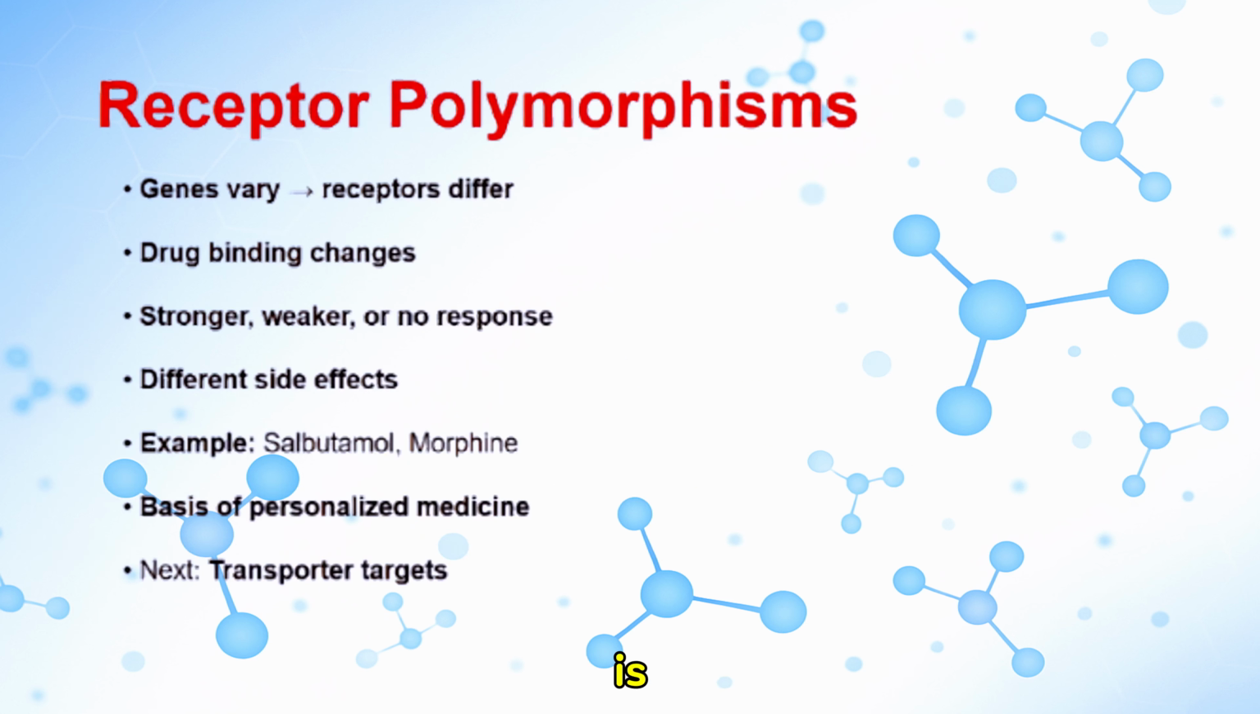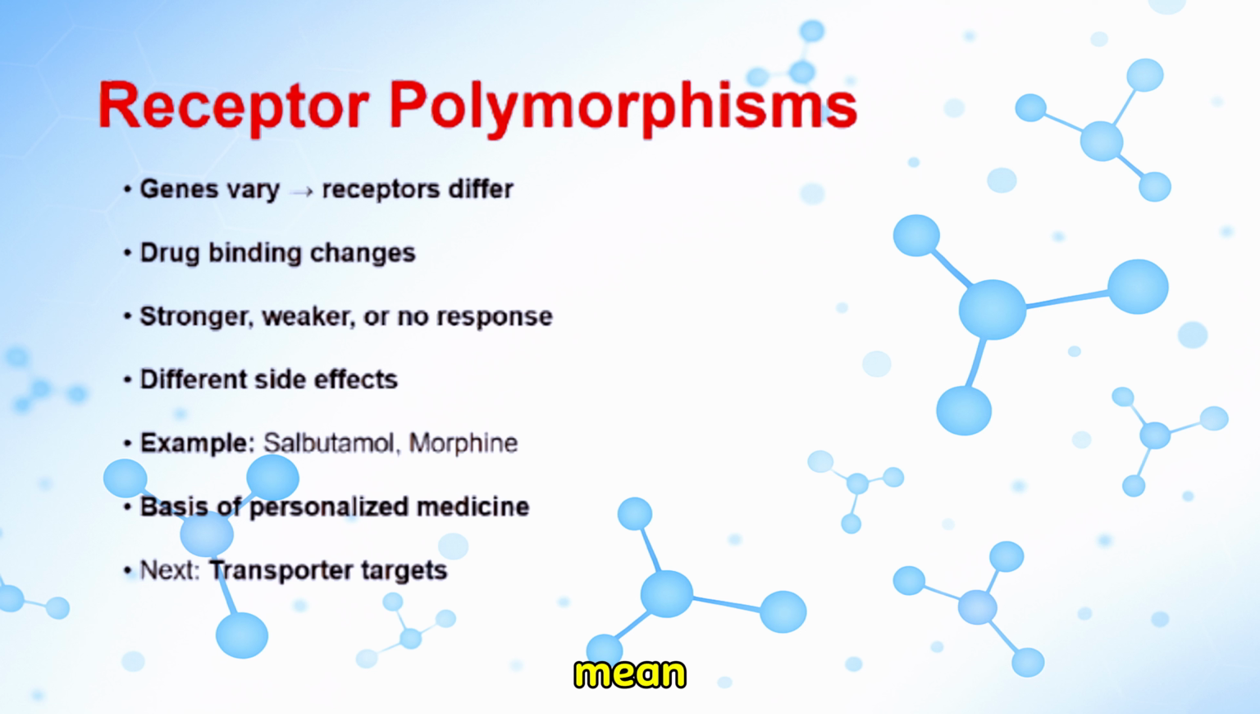Every person's body is unique, and this includes their receptors, the proteins drugs bind to. Small differences in the genes that code for these receptors are called polymorphisms. These genetic variations can change the shape or function of a receptor. Because of this, drugs may bind better or worse in different people. For example, some people have variations in the beta-2 adrenergic receptor gene that affect how well asthma drugs like salbutamol work. Similarly, variations in opioid receptor genes can change how patients respond to pain medications like morphine.